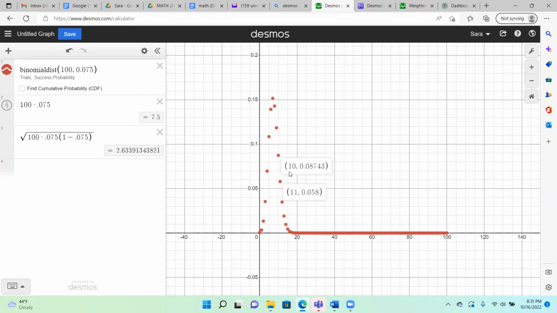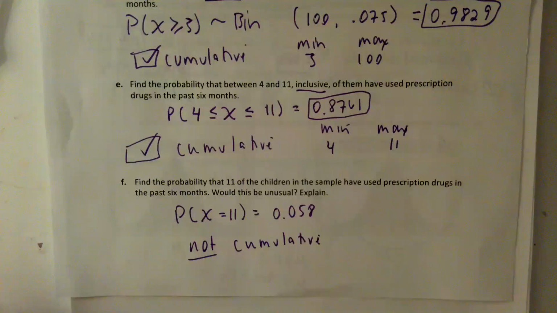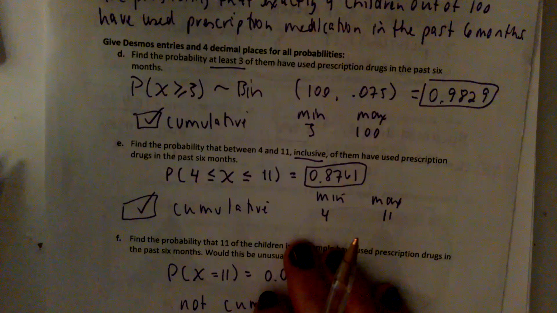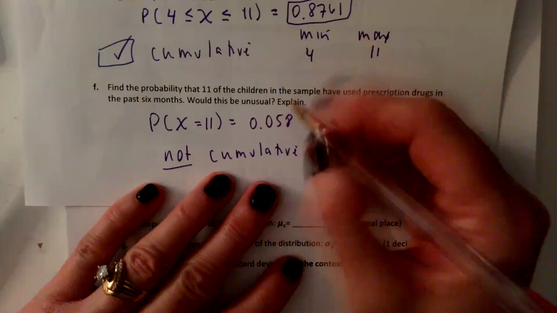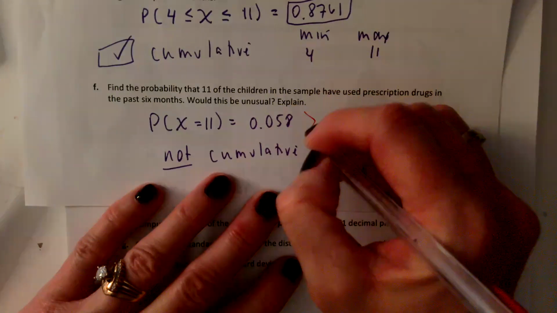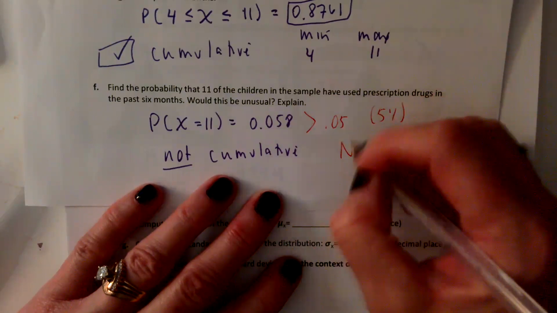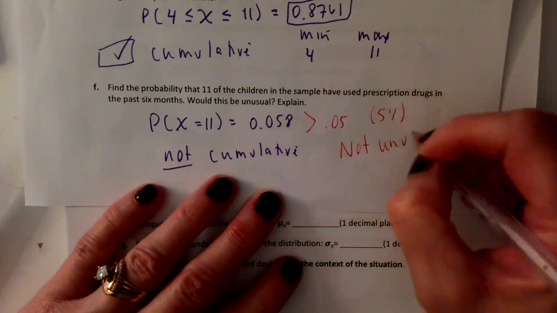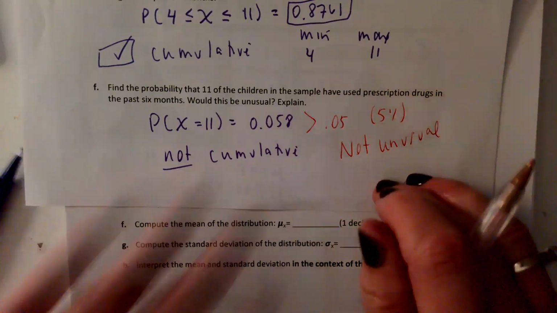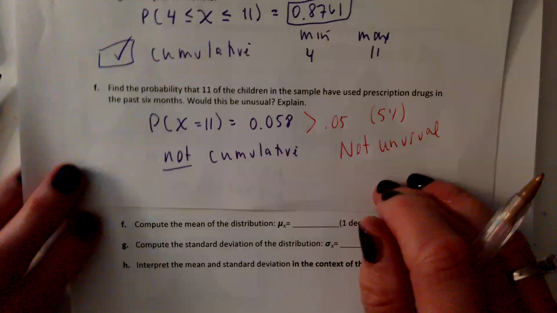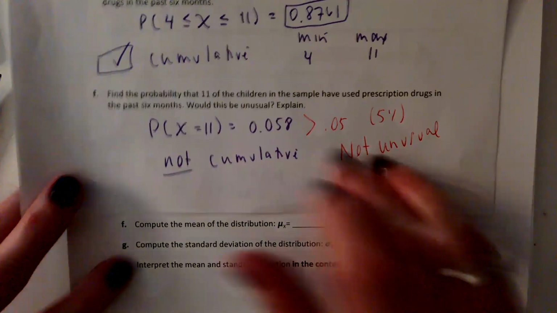Now we have to have that conversation of, is it unusual? That seems pretty small. But remember, back in the lessons in class, it's only unusual if it's less than 0.05. But because it's still bigger than 5%, it's not considered unusual. And we're going to build on that unusualness as we move on to chapters 5, 6, and 7 coming up here. So that should have been a good review of chapter 4.